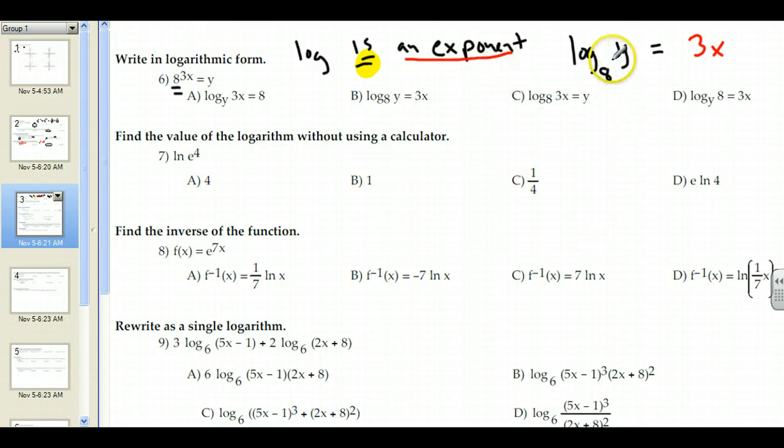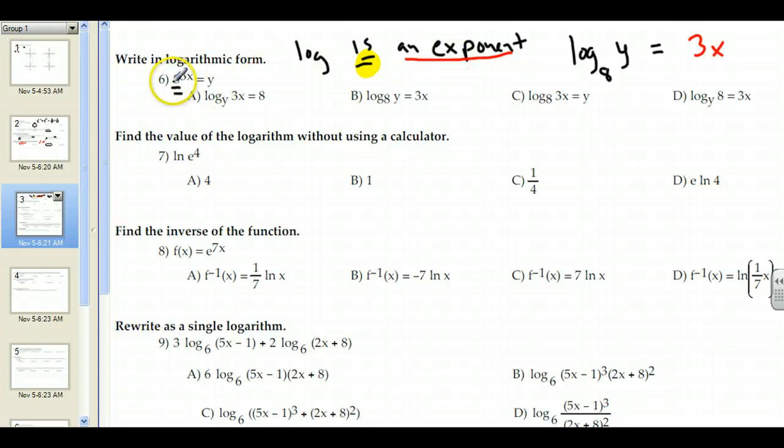Now what you can check yourself is just what we did on the last problem. 8 to the 3x equals y. But this is the key to doing the transformation either way. Understanding that a logarithm is an exponent. Is means equals, so that means the log stuff is on one side of the equals. What's on the other side? The exponent. So this 3x is isolated on one side, and then the log stuff is on the other.